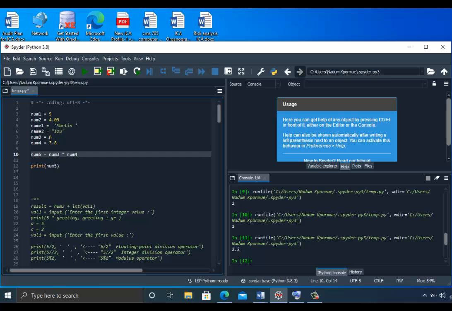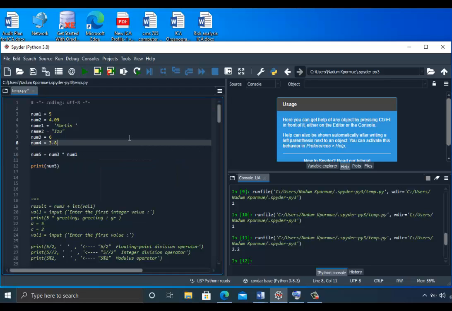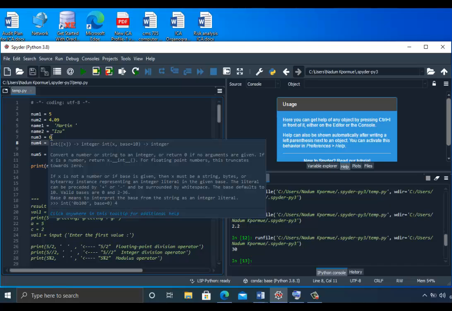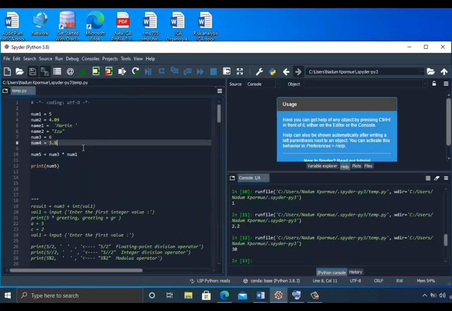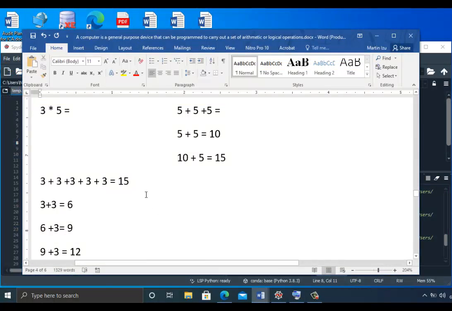So if we say num3, which is holding the value 6, multiplied by num1, multiplied by 5, we are going to have the result 30. What this simply means is add the value 6, 5 times, and you are going to get the result. Add the value 6 5 times.